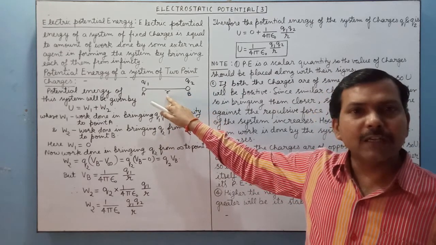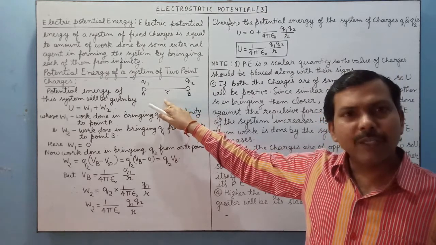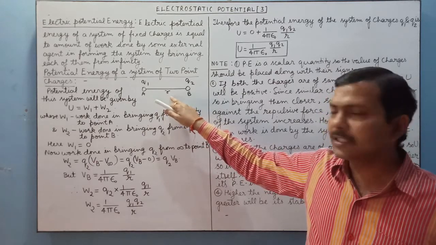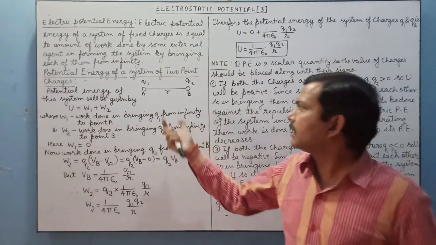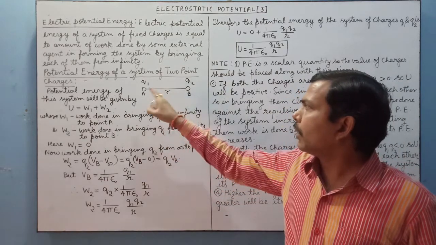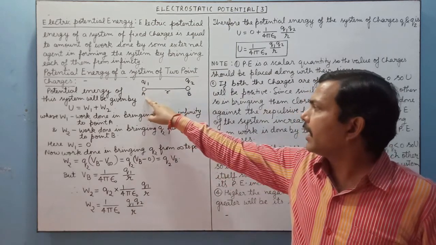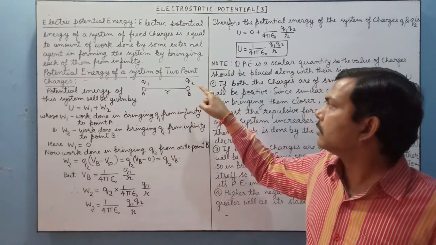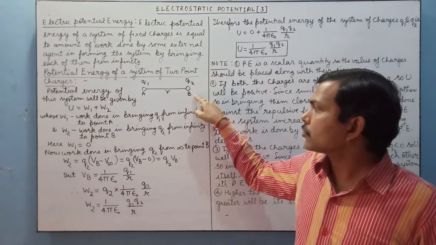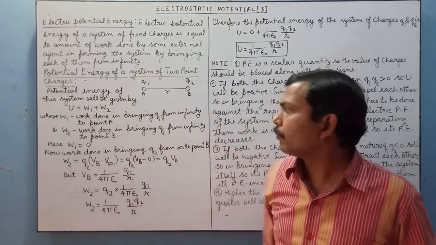Some work has to be done in bringing these charges to this position, and that work will be stored in the system of these charges in the form of potential energy. Here the potential energy of this system will be equal to the work done in bringing Q1 from infinity to point A plus the work done in bringing Q2 from infinity to point B. So potential energy U is equal to W1 plus W2.